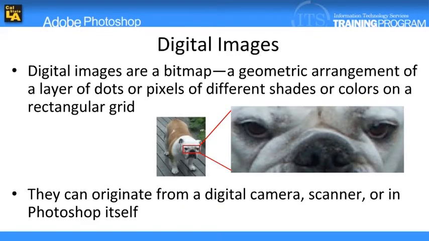Digital images are a bitmap, a geometric arrangement of a layer of dots or pixels of different shades or colors on a rectangular grid. Photoshop works with digitized images which can come from a digital camera, a scanner, other drawing programs, or captured video stills. Once the desired digital image has been imported to a computer, users can open it in Photoshop for further viewing and editing.